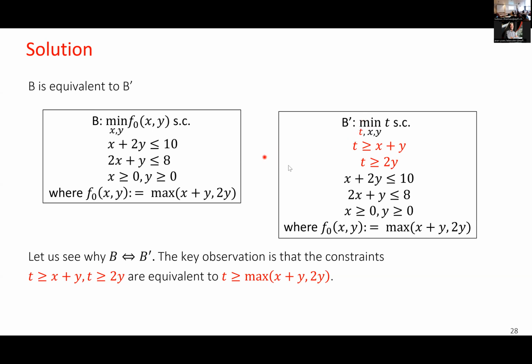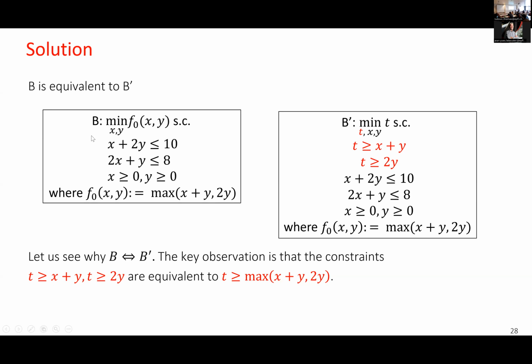Now this is a different formulation. B prime is not exactly the same problem as B, but they're equivalent in the sense that if I solve B prime, I have the solution of B. Why is that? The key observation is that saying a number t is larger than two expressions is equivalent to saying t is larger than the max of those two expressions. Now I minimize t. The only constraint on t is that t is larger than the max of those functions of the other variables.